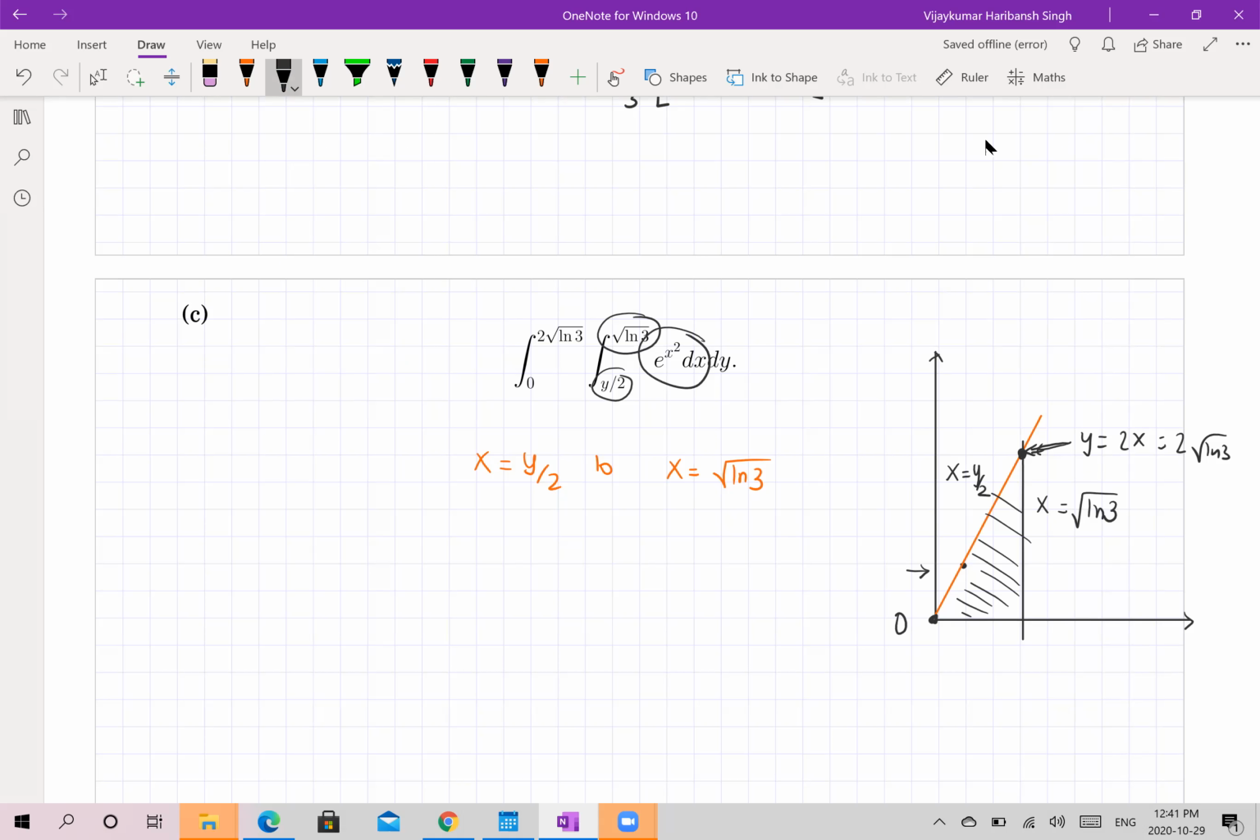We do not know an elementary antiderivative of e to the power x squared dx, right? We have seen this circumstance many times, and we can't take an elementary antiderivative of this. So we will change it from x first region to y first.